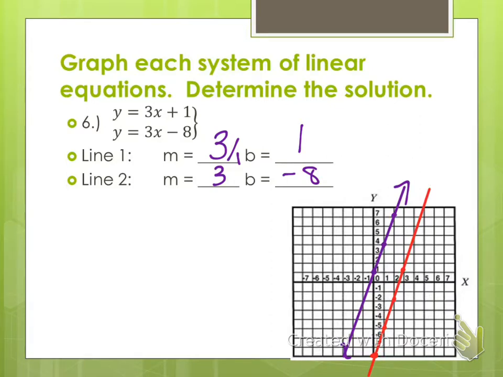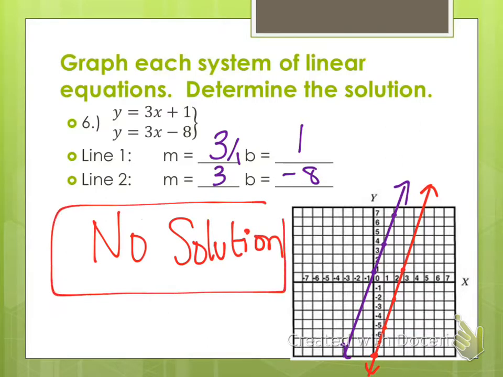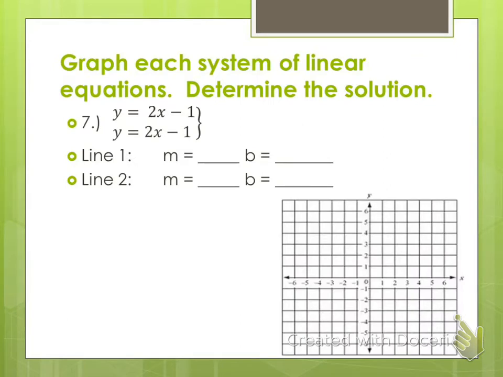Now we already kind of gave it away before we got started, but these lines do not touch each other. They are parallel, which means our answer is no solution. So instead of writing an ordered pair, you would write no solution. Questions about number 6? All right, let's wrap it up with number 7.